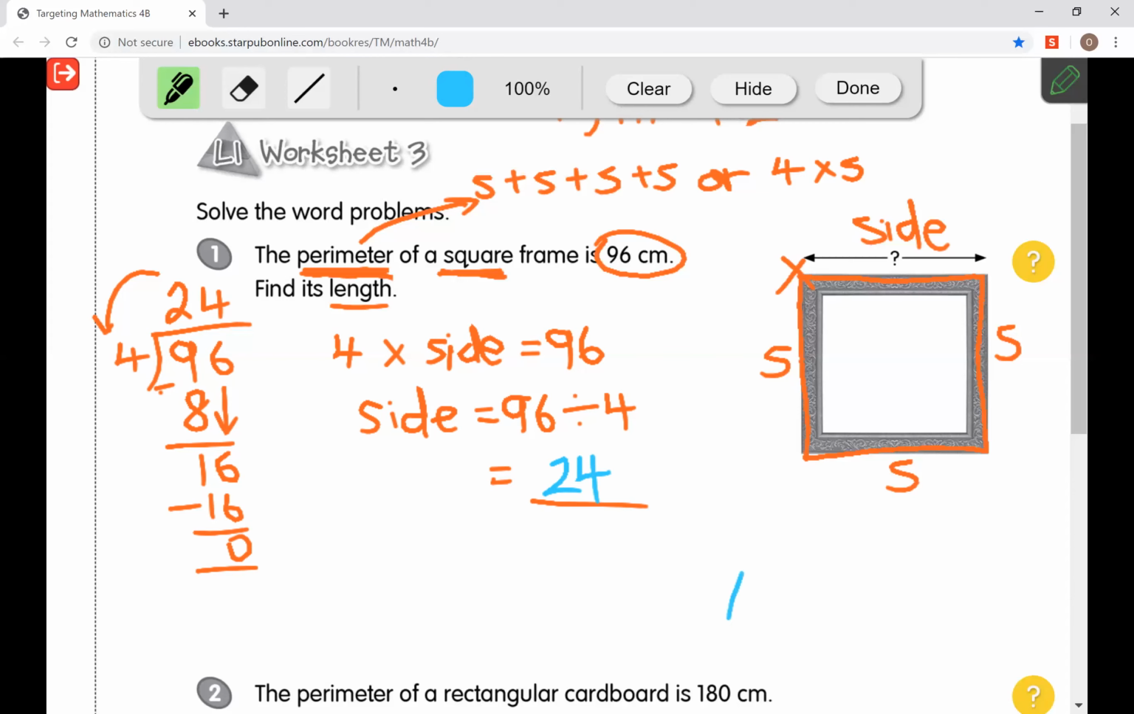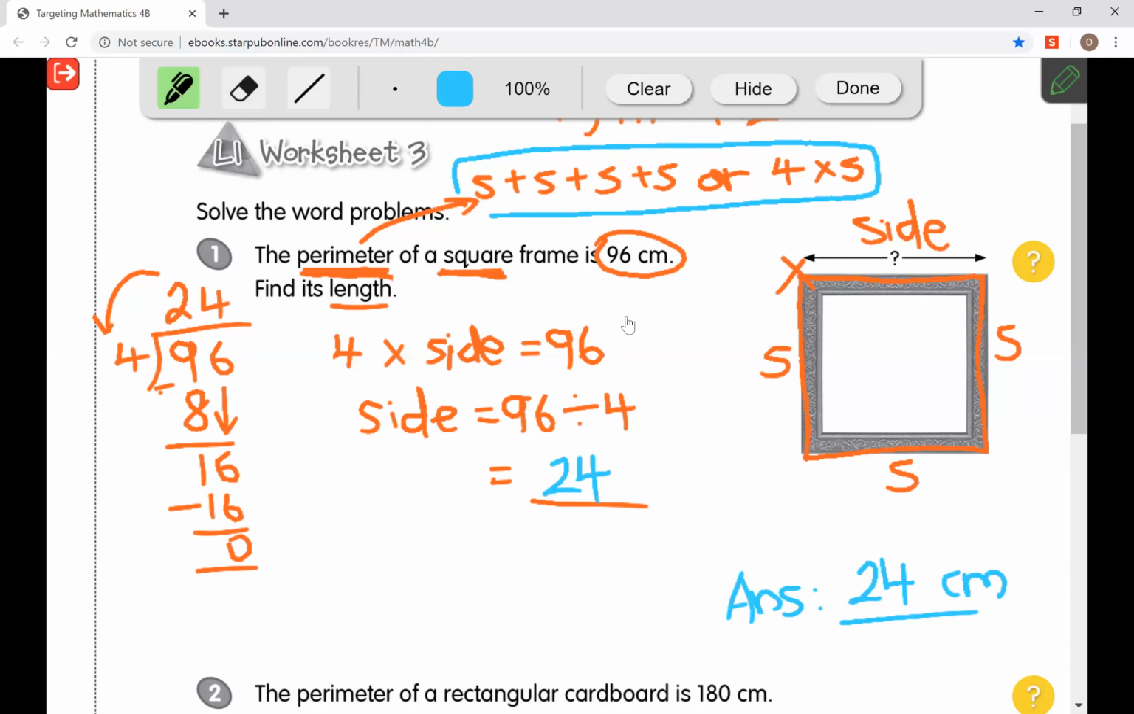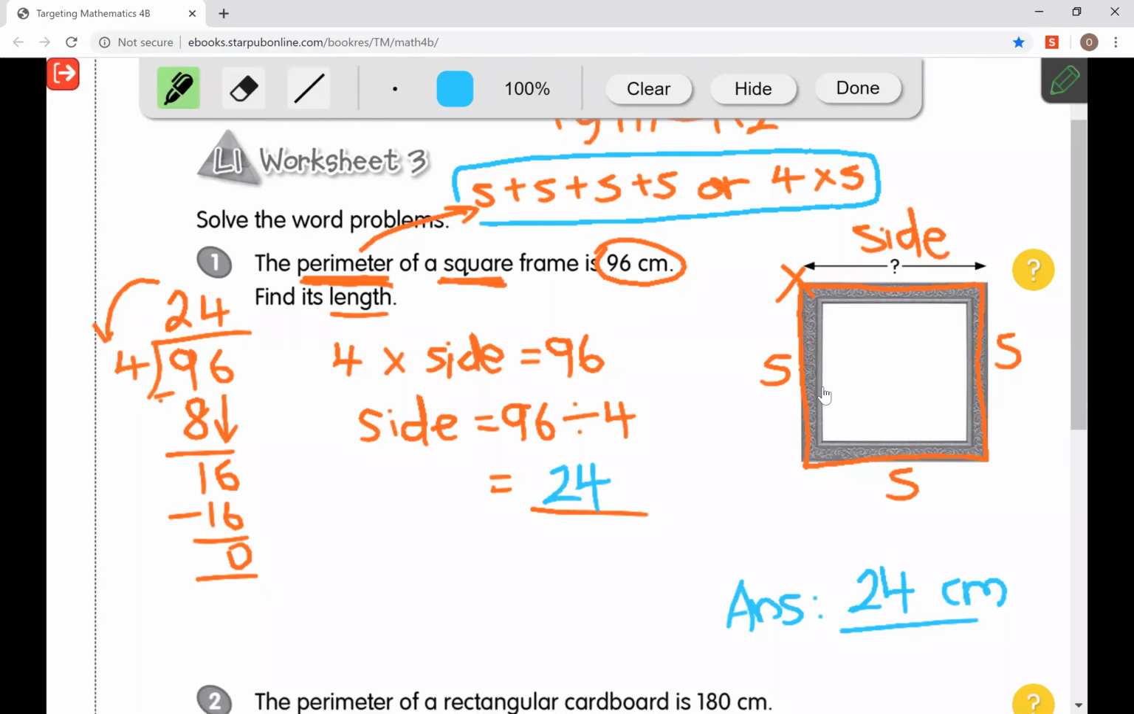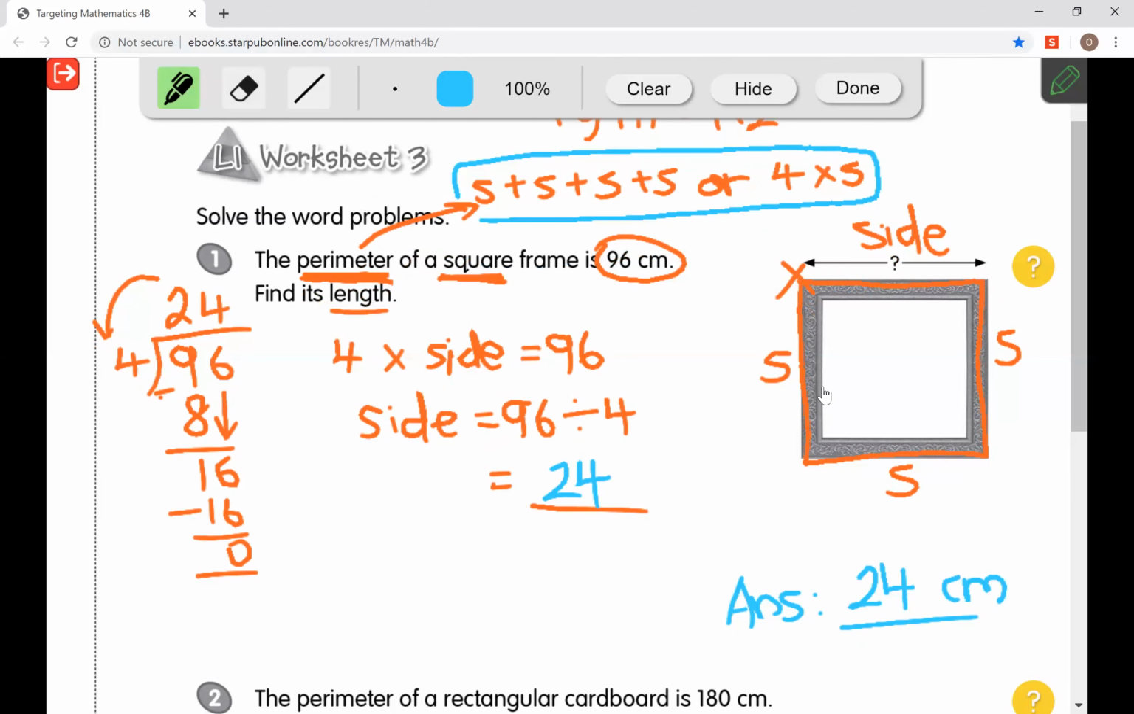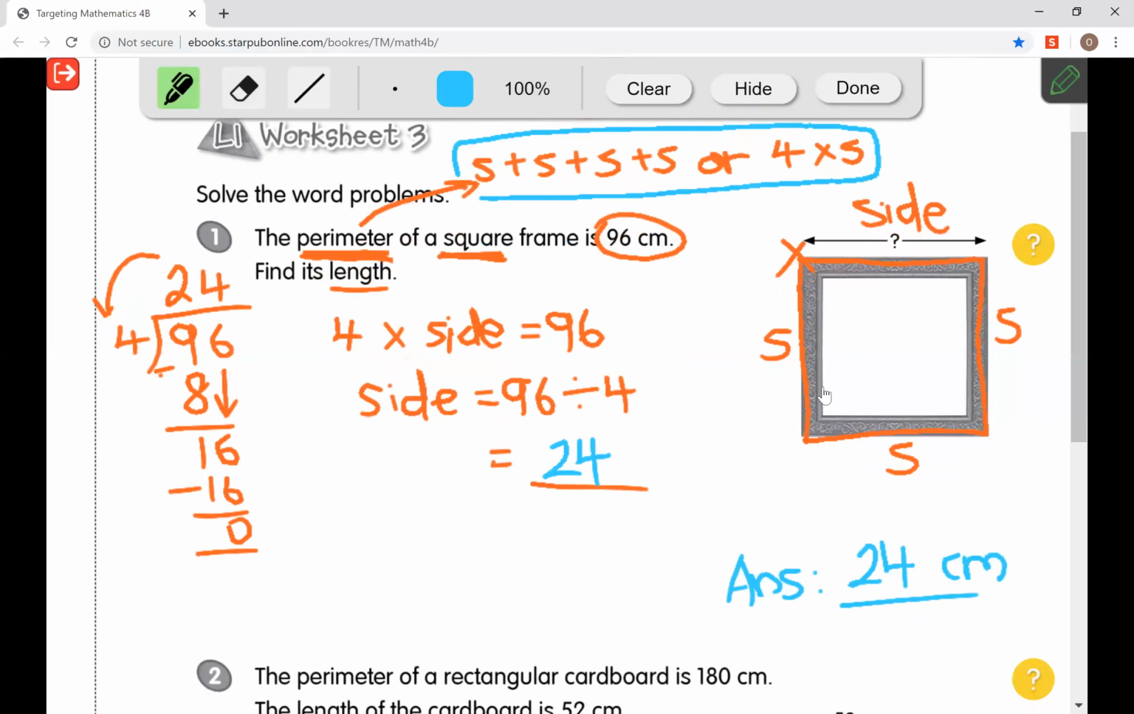Okay, don't forget to write your answer at the bottom. The length of the side of the square is 24 centimeter. Okay, so this is a very important formula that you have to remember. That is the perimeter of a square. All right, you can highlight or you can just circle it. Now let's move on to question 2.